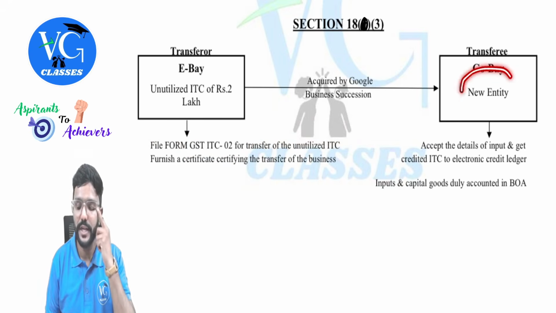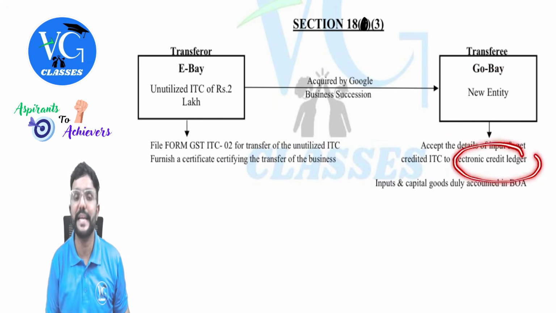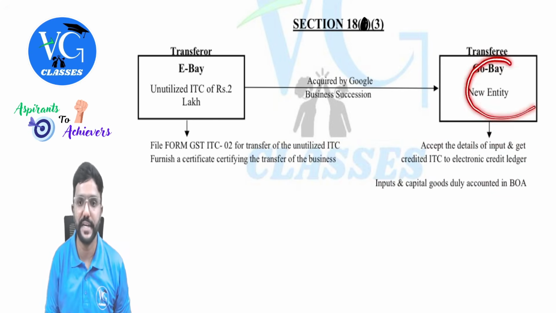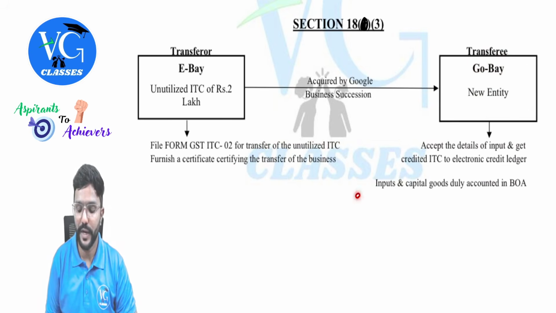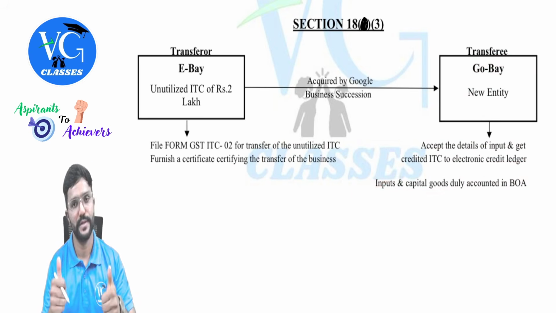In that case, the new entity has to accept the details of input and get the ITC credited in their electronic credit ledger. That is the new entity. And they have to record input and capital goods in their books of accounts, guys. Got it? Yes.